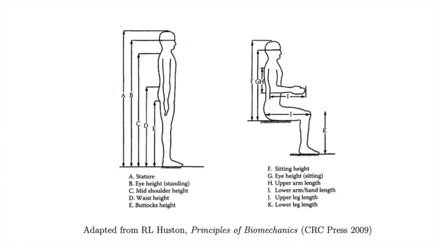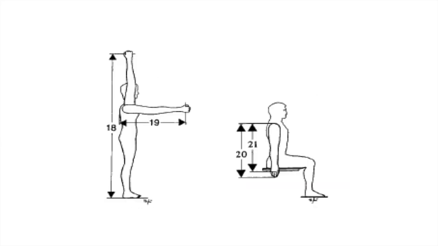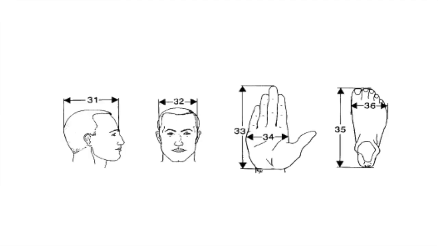Anthropometry data are measured across a standard set of measures. For example, during standing, you can measure the standing height, the height of the eyes, the shoulder height, waist height, and buttocks height. During sitting, you can attain the sitting height, eye height during sitting, upper arm length, upper and lower leg length, and so on. Here are some other anthropometry data measured. For example, reach of the arm, head measurement, as well as the palm measurement. You can refer to the lecture notes for details.